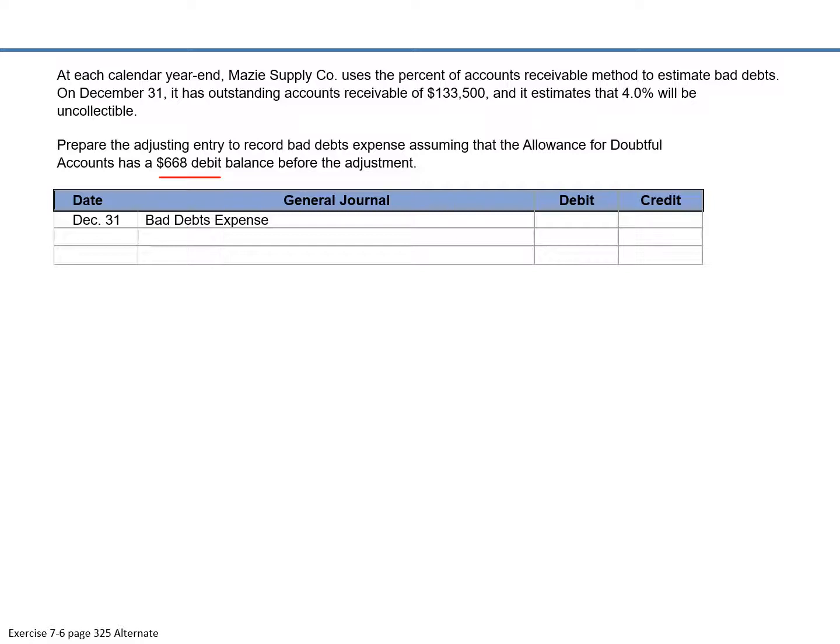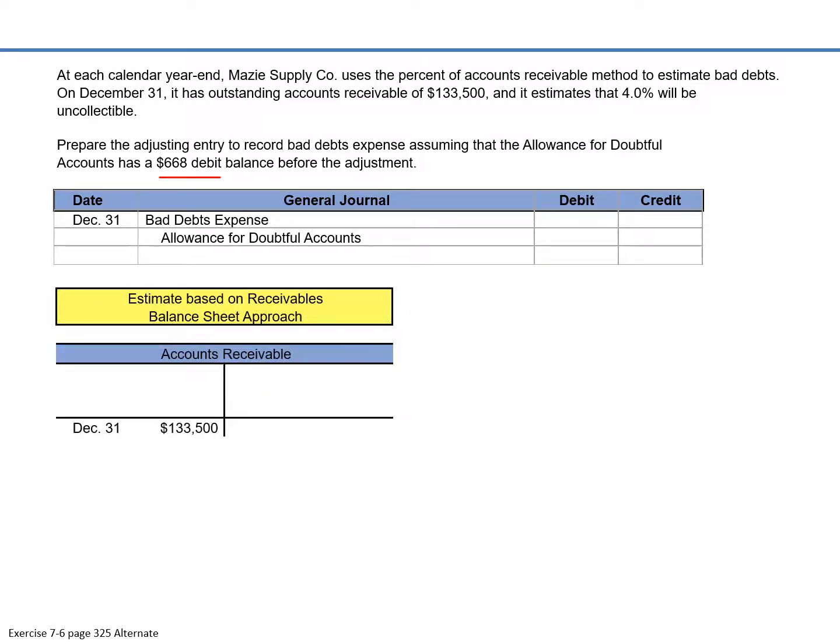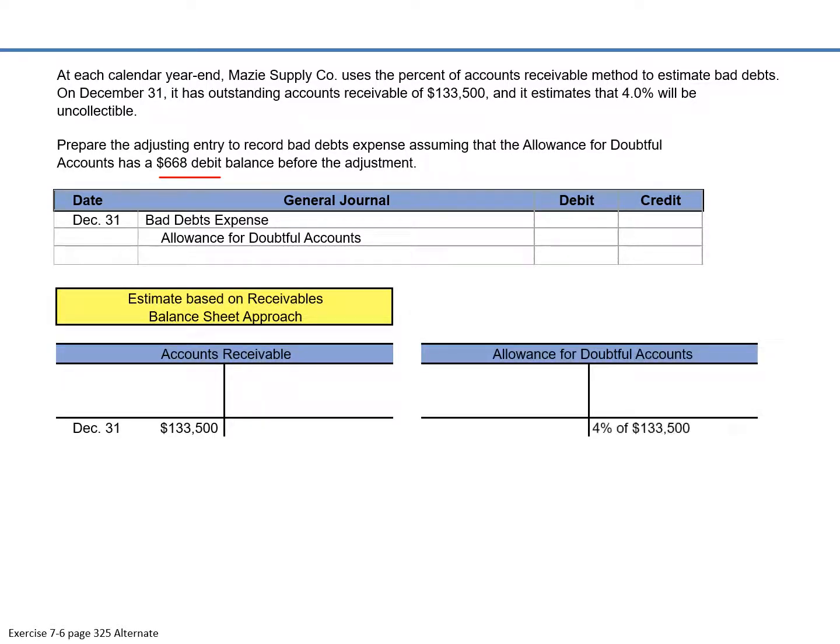All right, so bad debt expense, debit, credit, allowance for doubtful accounts. But to figure out the amount that we need for our journal entry, this time we are starting with a debit balance, excuse me, in our allowance for doubtful accounts of $668. So if we have a debit of $668, we need to get to a credit of $5,340. What adjustment do we need? We need a credit of $6,008 less our debit of $668 equals our net of $5,340.